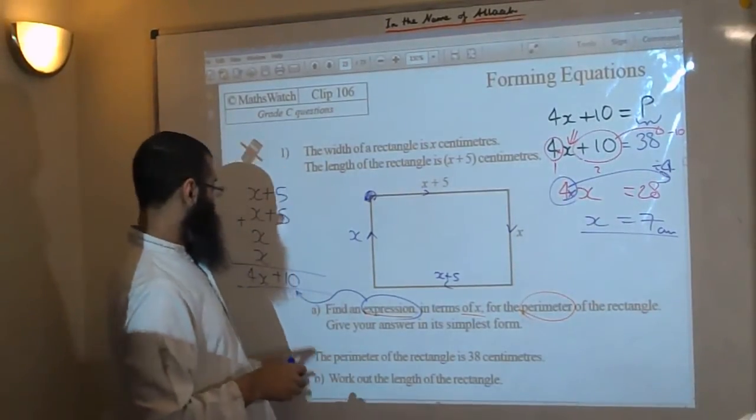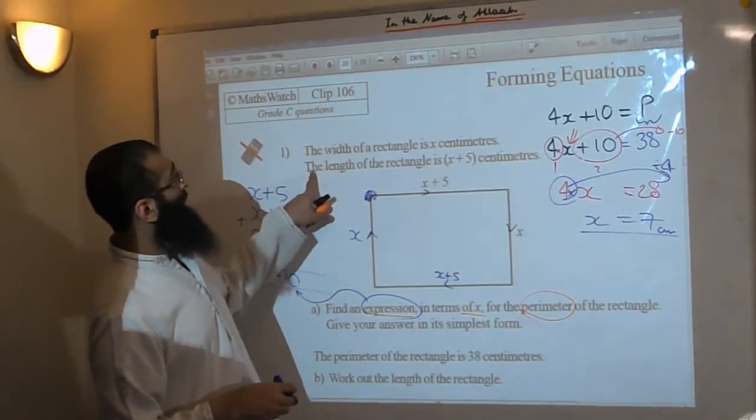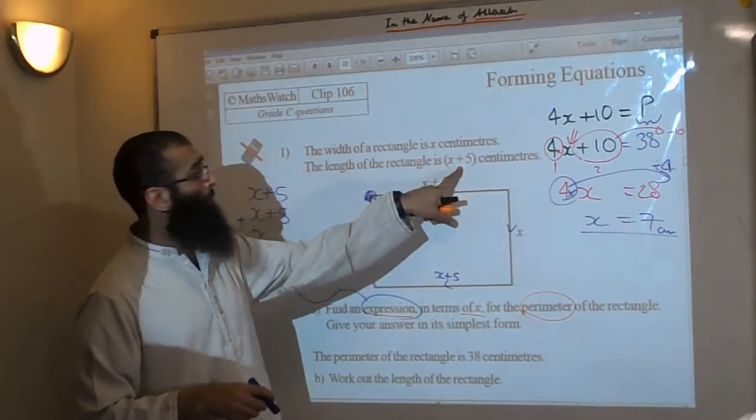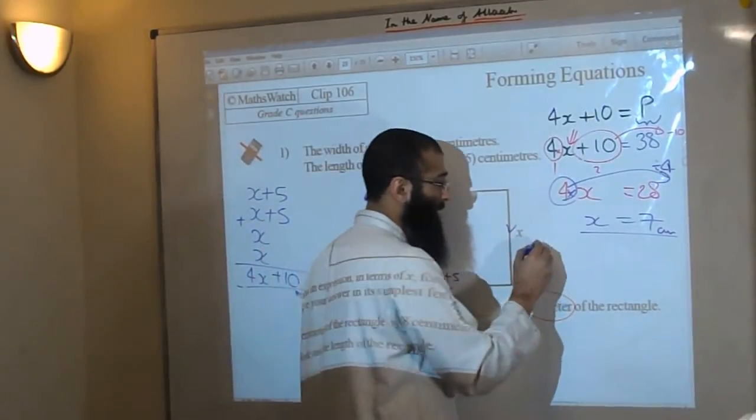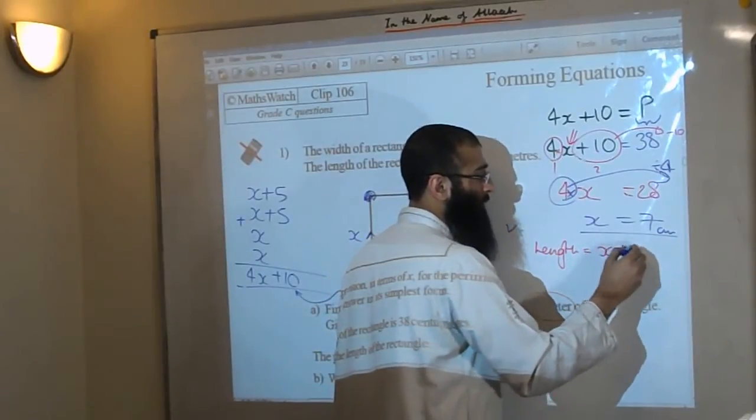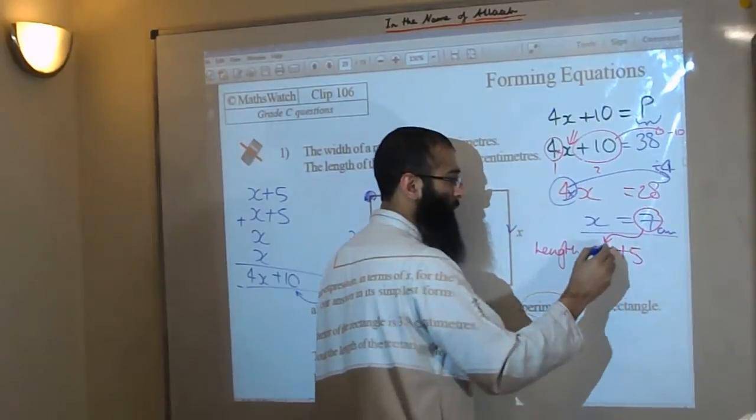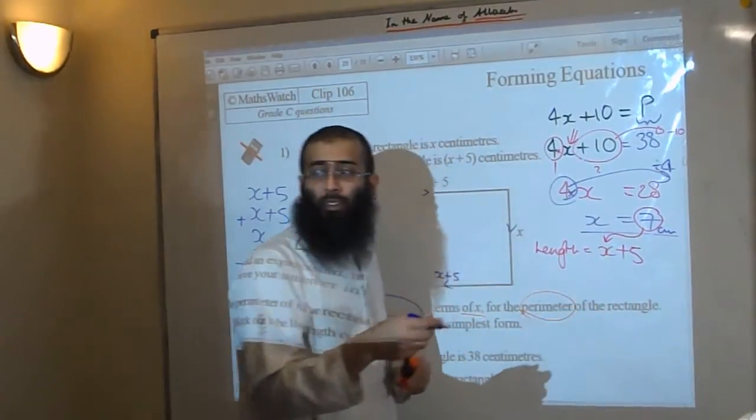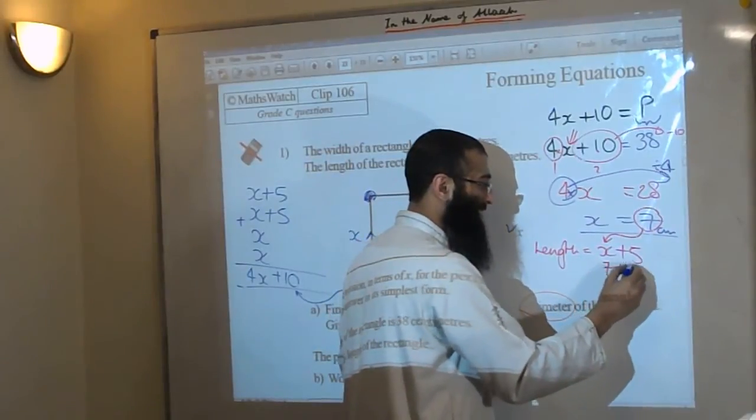of the rectangle, and it does say to us that the length of the rectangle is x plus 5. So in order for us to finish this question off, we say the length is equal to x plus 5. What is the value of x? x equals 7. So you pop the 7 into here.